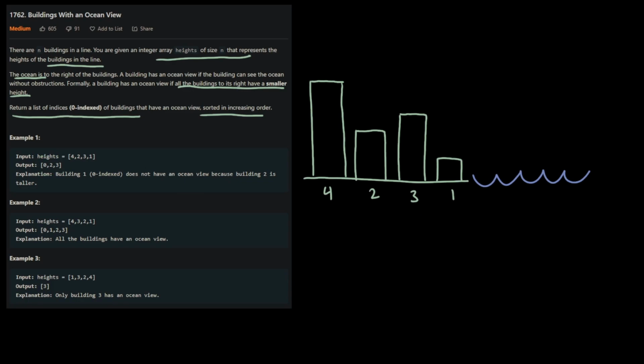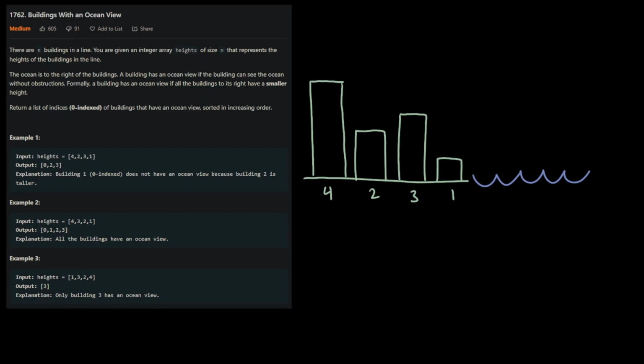Now here for the next example, we have just an array of heights that are in decreasing order, and we know that these would all have an ocean view because all the buildings in front of each are going to be shorter. Now for this last one, the only building with an ocean view is this last building with the height of 4, because all the buildings that come after it are shorter than this building, so only this building will have an ocean view.